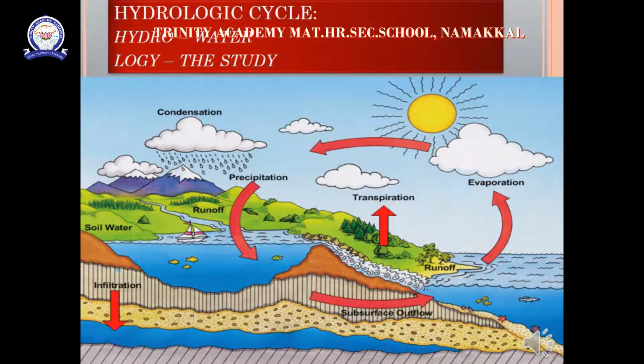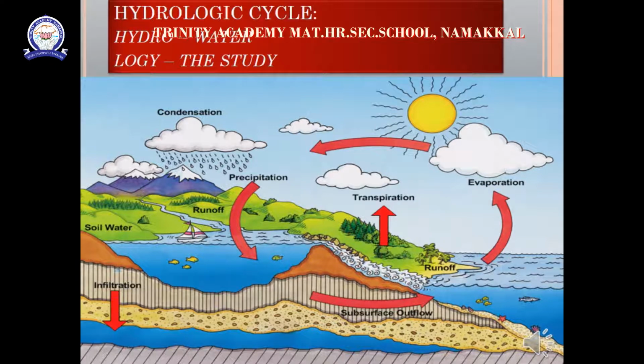Now we can see hydrologic cycle. The term hydro means water and logy means the study. Hence, the study of water is called hydrology. Availability of water on the earth is not uniform. Some places are very rich and some places are poor in water resources. Hydrologic cycle is a global sun-driven process where water is transported from oceans to atmosphere, from atmosphere to land and from land back to oceans.